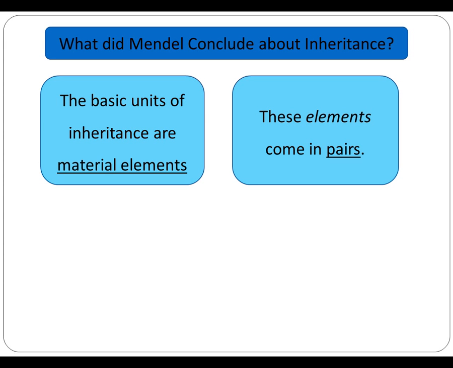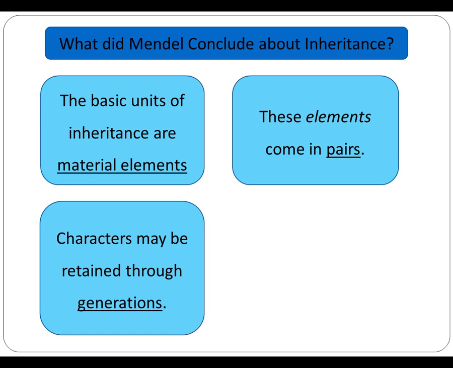So there's something physical that's transferred from generation to generation, and those physical elements must be expressed in pairs. Thirdly, some characters may be retained throughout generations, right? So not just from parent to offspring, but to what in a human we would call grandchild or great-grandchild, something like that. It's not just this one generation transfer, it's retained throughout the inheritance of that particular lineage or line of breeding patterns. So this material element comes in pairs and it's retained over generations.